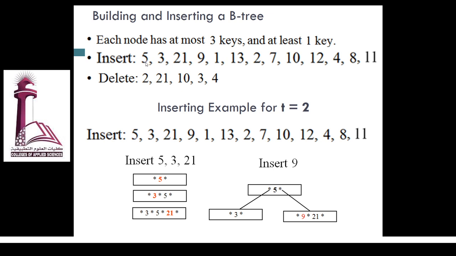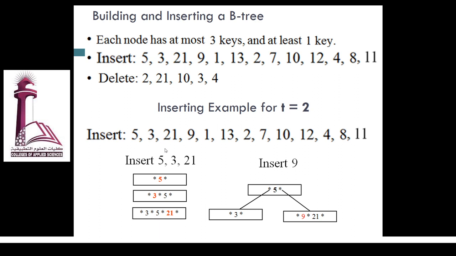We are going to insert 5, 3, 21, 9, 1, 13, 2, 7, 10, 12, 4, 8 and 11 into a B tree, and here also the minimum degree will be 2. So 2 means minimum of 1 key and maximum of 3 keys. So now we are going to insert. So first you will insert 5. So you will create an empty node and you will insert 5.